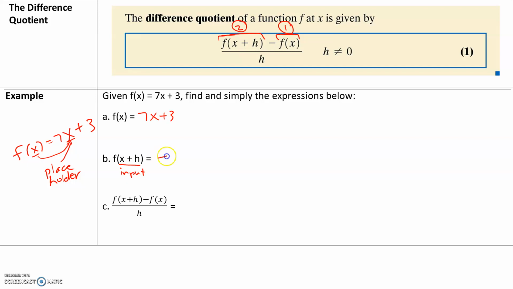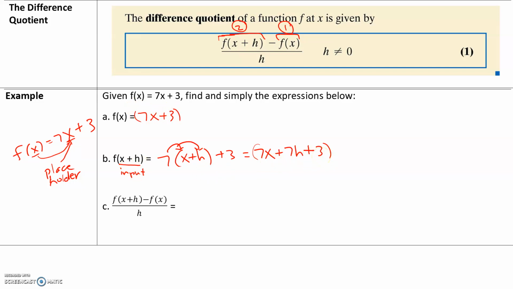So in this case, instead of saying 7x, our input is x plus h. And remember, this x gets replaced with whatever is in that parentheses, which is the input. Since our input is x plus h, this x is going to get replaced with x plus h. So instead of 7 times x plus 3, we have 7 times x plus h plus 3, which we can simplify to 7x plus 7h plus 3 if we distribute the 7. Now I'm going to put a parenthesis around it because we will need it later. So our expression f of x plus h is equal to 7x plus 7h plus 3.